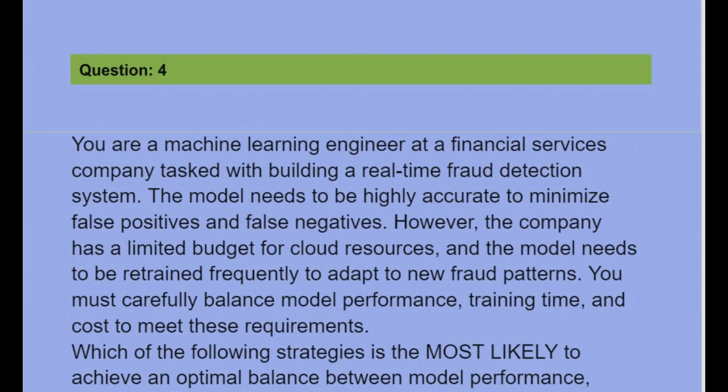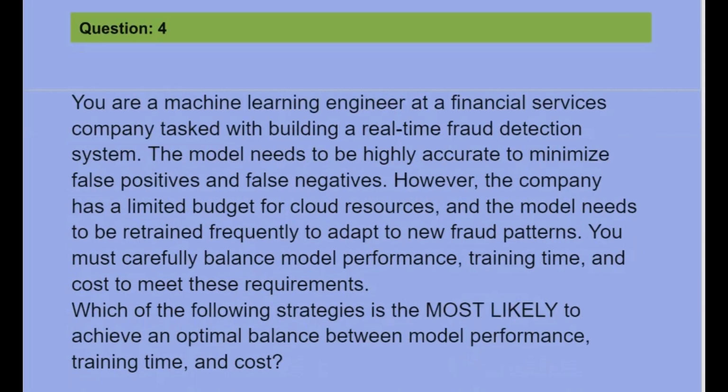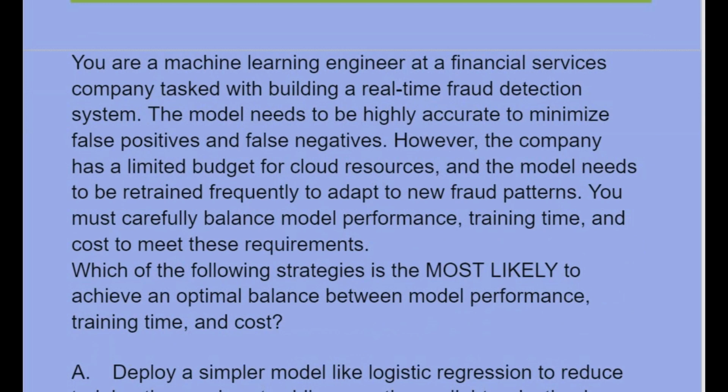Question is, you are a machine learning engineer at a financial services company tasked with building a real-time fraud detection system. The model needs to be highly accurate to minimize false positives and false negatives. However, the company has a limited budget for cloud resources and the model needs to be retrained frequently to adapt to new fraud patterns. You must carefully balance model performance, training time, and cost to meet these requirements. Which of the following strategies is the most likely to achieve an optimal balance between model performance, training time, and cost?